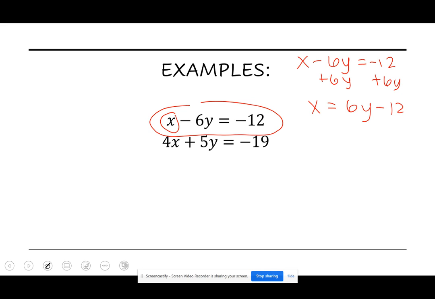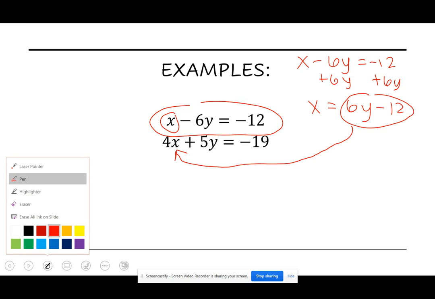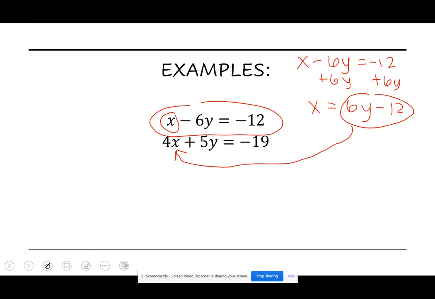Now that x is by itself, I'm going to plug that whole thing in for x in this other equation. You could solve for either variable, but it's always easiest to solve for the one that doesn't have a coefficient. So we're going to have 4 times 6y minus 12 plus 5y equals negative 19. And we're going to solve this equation.